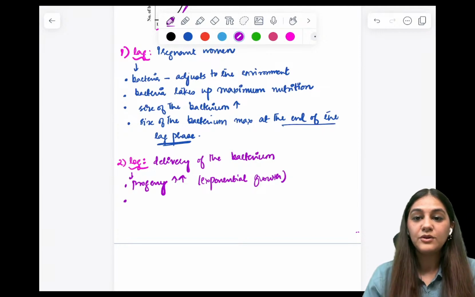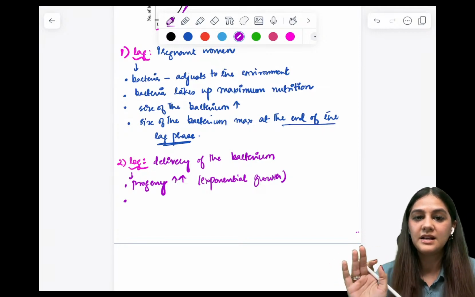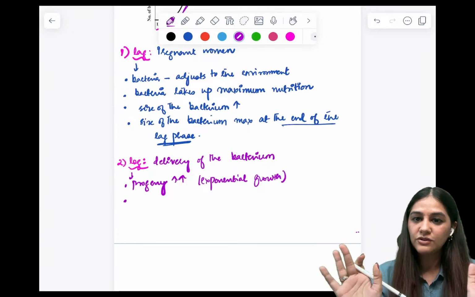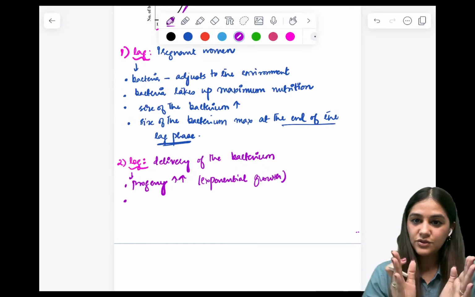Next, what is going to happen to the mother? Now, what is going to happen to the mother bacterium once it has delivered? The size of the mother is going to decrease, right? Because now she has given birth. So now she's going to decrease.